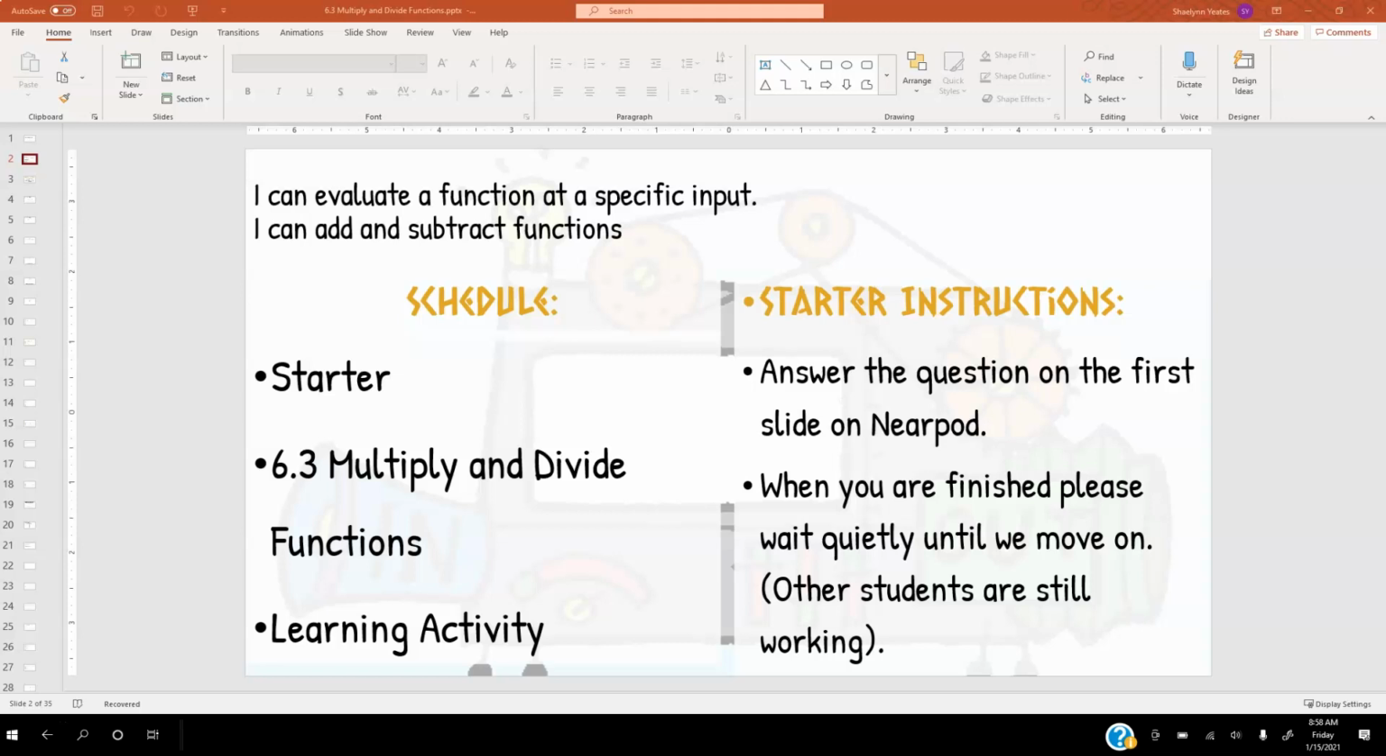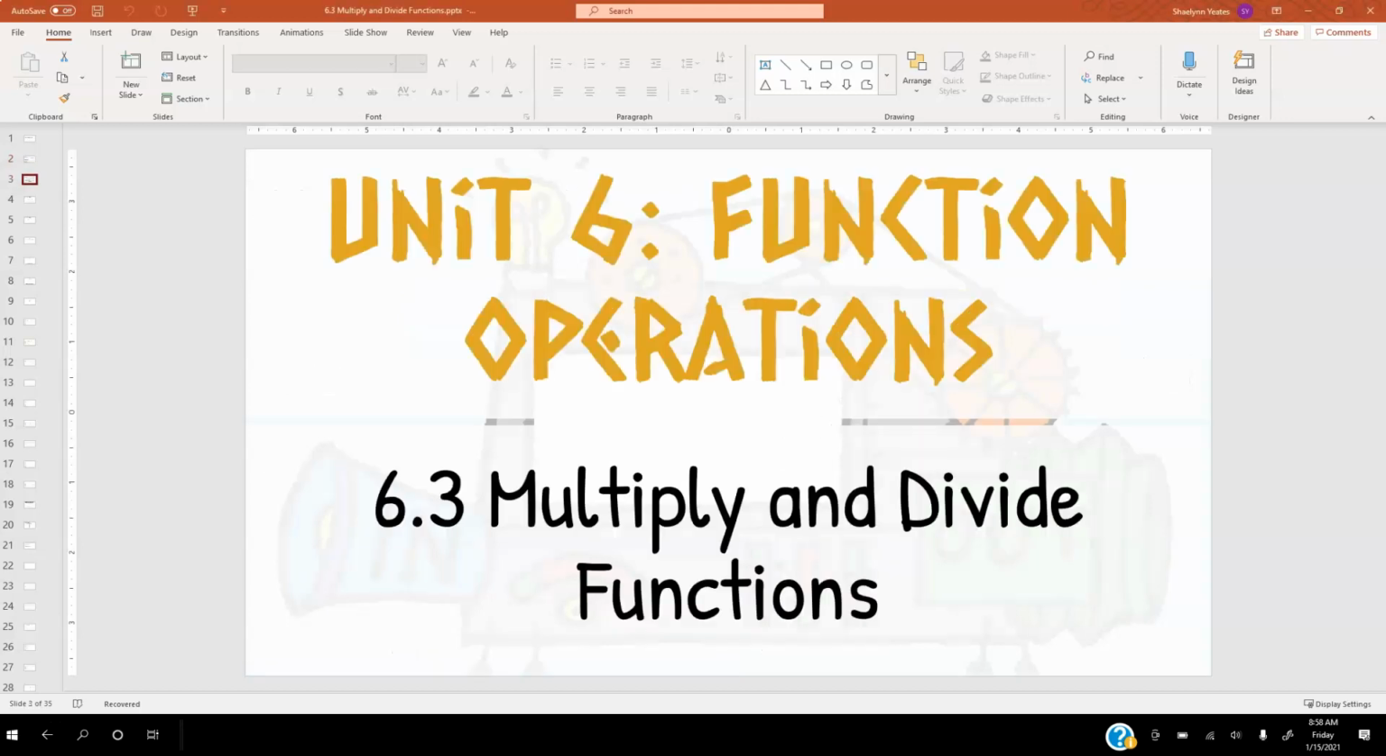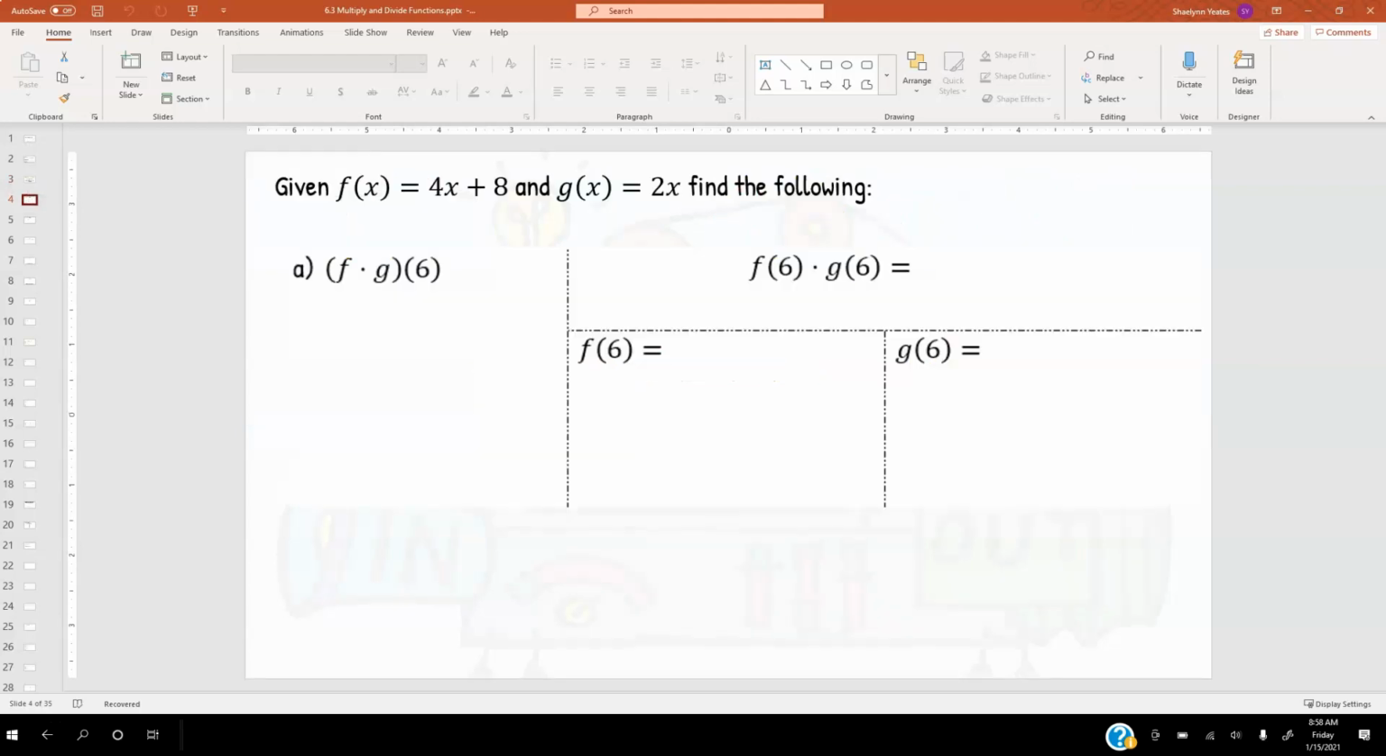So today what we're focusing on is evaluating functions at a specific point again, but today we're going to be multiplying or dividing those functions. Alright, so multiply and divide functions. Here if we look, we have two functions, f of x and g of x. And we're going to find the following.